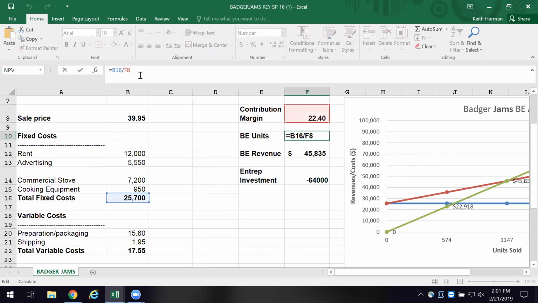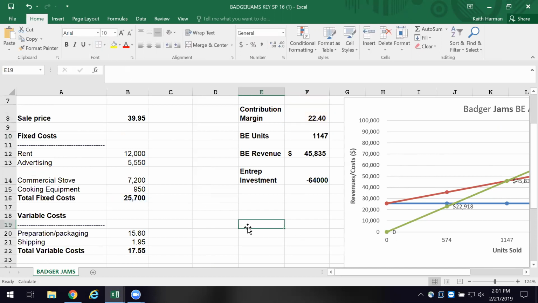So for exam 1, part 2, I'm going to ask you to simply come in and change some of the numbers up here in the assumption area. Okay? And then I'm going to ask you to use goal seek to come up with a sale price that gets you back to 1,147 units. Got me?